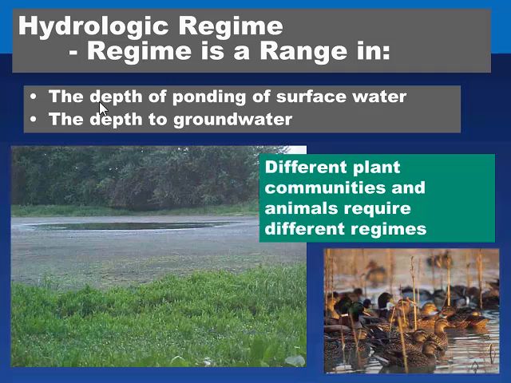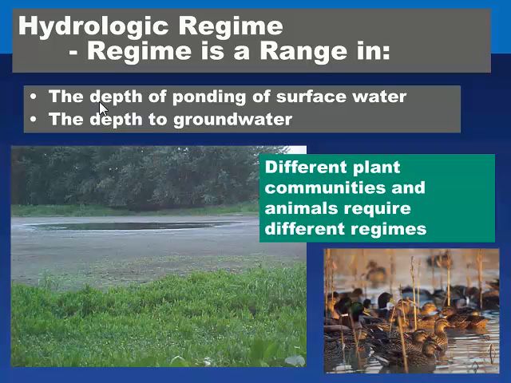Next key term, hydrologic regime. We need to think of regime as a range. It's a range in depth, and that depth might be surface ponding, or it might be depth to groundwater, or the range might go from ponding depth down to a lower groundwater level. In the photo on the left-hand side, we've got three separate regimes in existence at this particular point in time in the hydroperiod in this wetland.